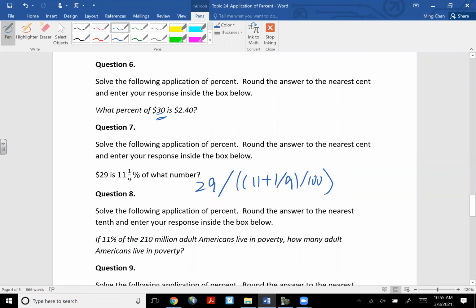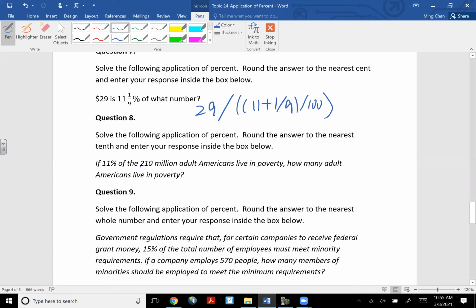All right, if 11% of the 210 million adult Americans live in poverty, how many adults live in poverty? So 210 million adult Americans is the total number of adult Americans. 11% live in poverty. So how many adults actually live in poverty? In this problem, this is the whole, and you're looking for the part.